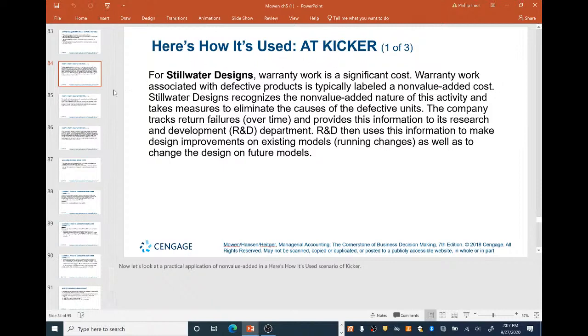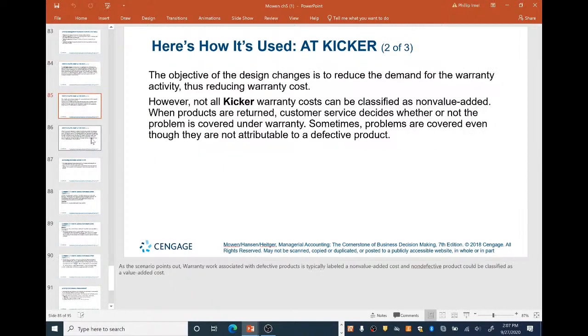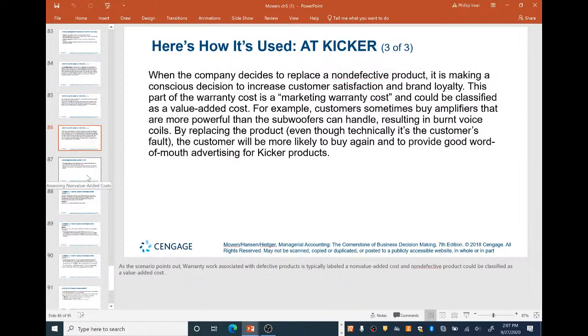Okay, how it's used at Kicker. I'm not going to go through these. You can go through these 3 slides on your own when you get a chance.